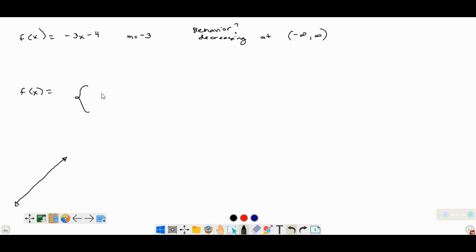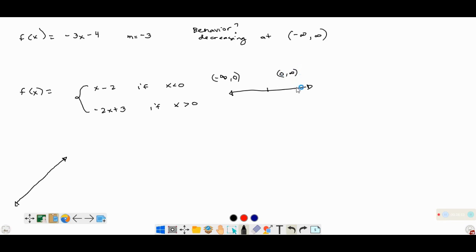Meron tayong piecewise ulit. Gawin natin siyang x minus 2 at saka negative 2x plus 3. So, this is if x is less than 0 and the other one is if x is greater than 0. So, mahahati yung ating number line into two different intervals. So, meron kang from negative infinity to 0 at saka 0 to positive infinity.